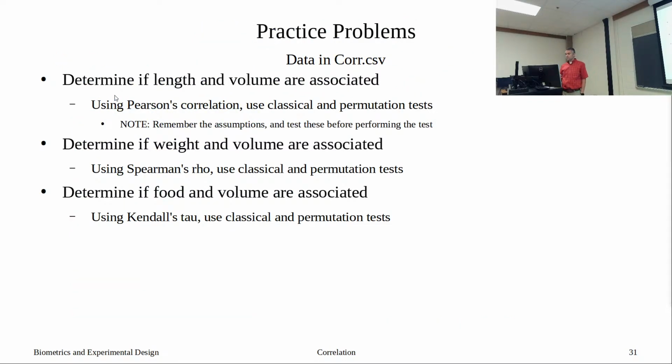All right, so we do have some practice problems. This is cor.csv, this was posted. We already did length and weight, so we have these other variables that we can try. Here in class, try to use both classical and permutation tests using these different correlation measures. Just as practice, make sure everything works.